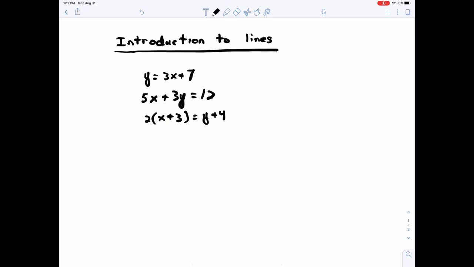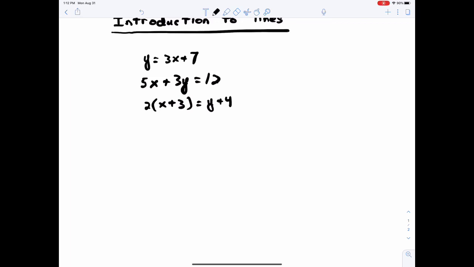Except for about two minutes, I won't accept an XY table for lines anymore, because I'm going to teach you a shortcut. The shortcut I'm going to teach you will work for anything, but we're only going to apply it to lines. And that is the x-intercept and the y-intercept.